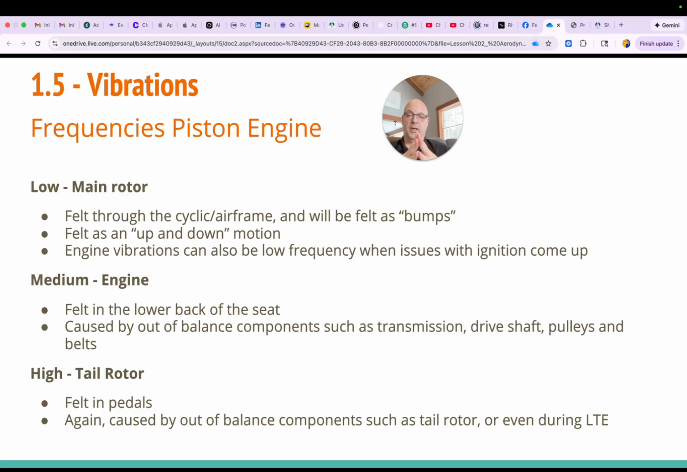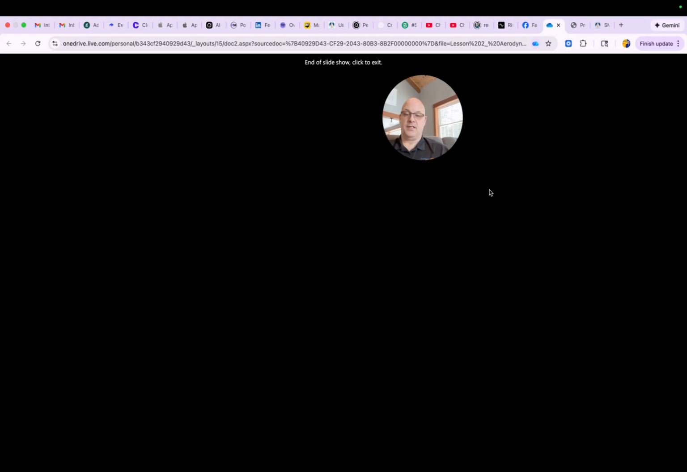The medium frequency would likely be the engine. It's felt in the lower back of your seat. It's caused by out-of-balance components such as the transmission, the drive shafts, the pulleys, and the belts. Or you have high frequency, which is the tail rotor. Of course, it spins fastest. It's felt in your pedals, and again, caused by an out-of-balance component such as the tail rotor, or during a loss of tail rotor effectiveness itself. Again, learning to feel this comes with time. Right, but be sensitive about that.